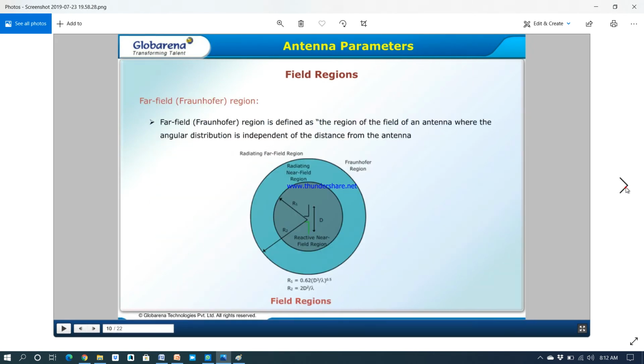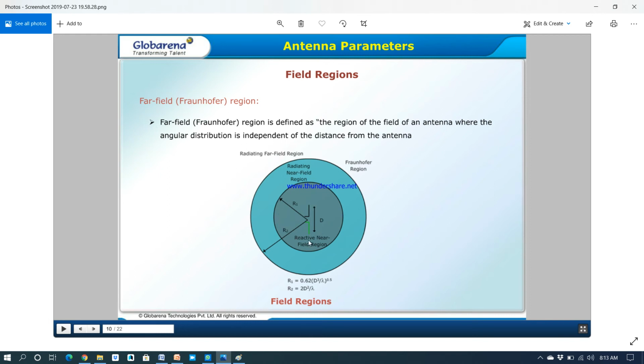Okay, it's the field regions. Field regions means, suppose you assume one antenna at the center of the sphere, the center of the circle here. Okay, so the first circle represents the near field region, and the second circle represents the far field region. So suppose here is the antenna. The antenna is excited, energy is radiating. Its radiation energy is maximum, depending upon the strength of our input.